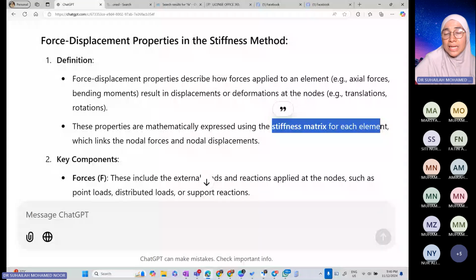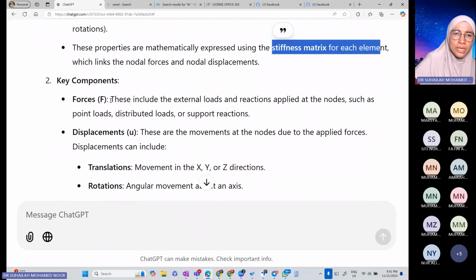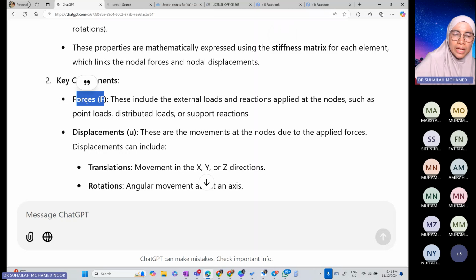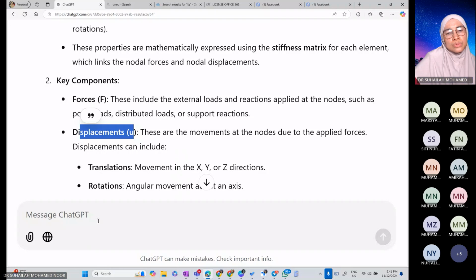Refer back to yang tadi saya draw, from structure into element. Truss tu adalah structure. Bila nak analyze, kita kena divide into element. So we have to determine or establish K, yang mana we write in matrix form. So K ni kita akan start dengan calculating K for element, which link the nodal forces and nodal displacement. Okay, key component, the forces. Okay, forces ni kat sini dia pakai F. Okay, and then displacement dia pakai U.